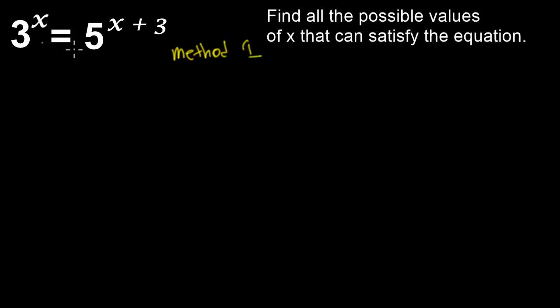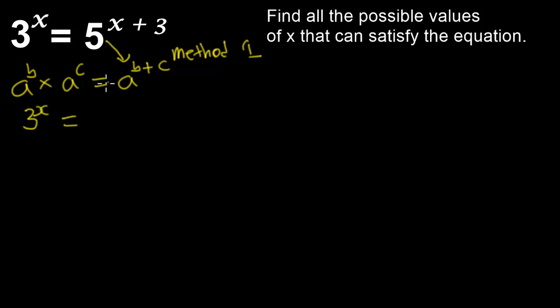Now let's start. So with this one, we are going to split the right hand side using the law of indices. For instance, when we have a exponent b times a exponent c, this will be equal to a exponent b plus c. So comparing the right hand side with what I've just written over here, you can see that we can convert this, which is in this form, to this form. So let's do that. We are going to have 3 exponent x is equal to 5 exponent x times 5 exponent 3. So since the bases are the same, we can convert it back to this one so that we get the original equation.